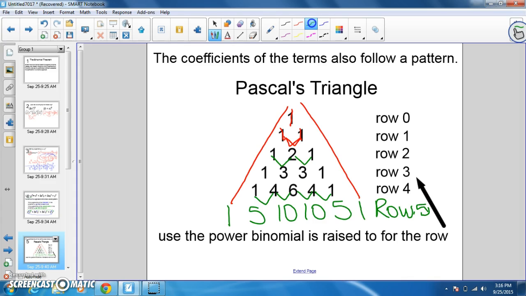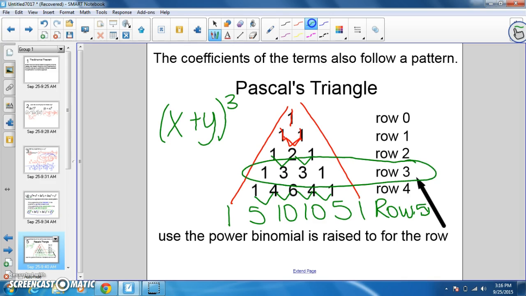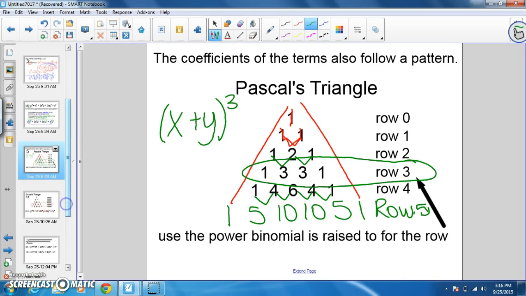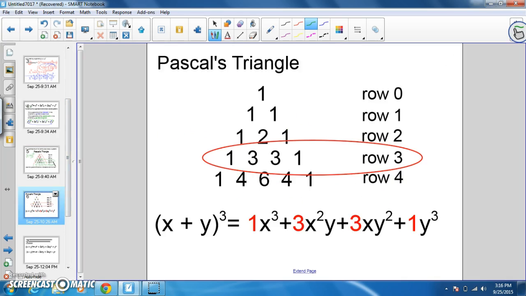So we're going to use these numbers to be our coefficients for our terms. The power that we're raising our binomial to is the row number that we use. So we just raised our x plus y to the third power, so we would be using the third row. As you can see, in our answer, our coefficients match up with the numbers in row 3.